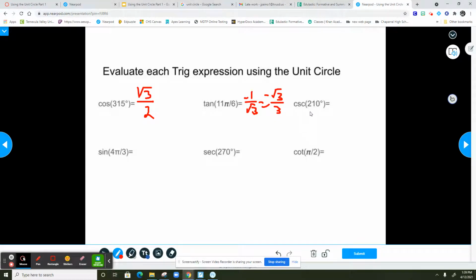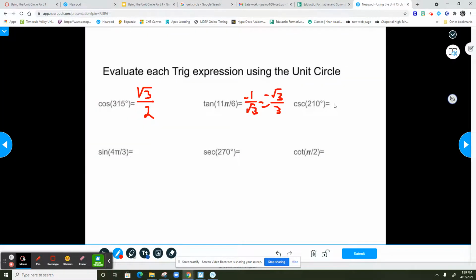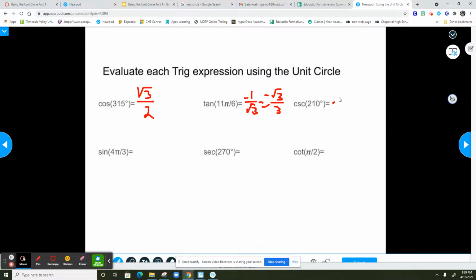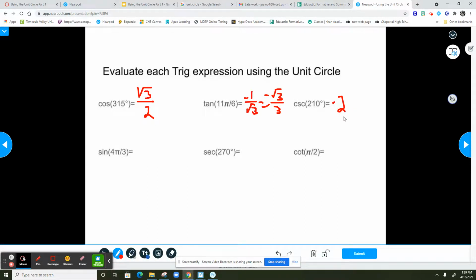Cosecant of 210. So remember, cosecant is 1 over y, because cosecant is 1 over sine. So 1 over y. So what's 210 degrees? The y value is negative 1/2. So what's the reciprocal of negative 1/2? That's just negative 2. So cosecant of 210 degrees is negative 2.